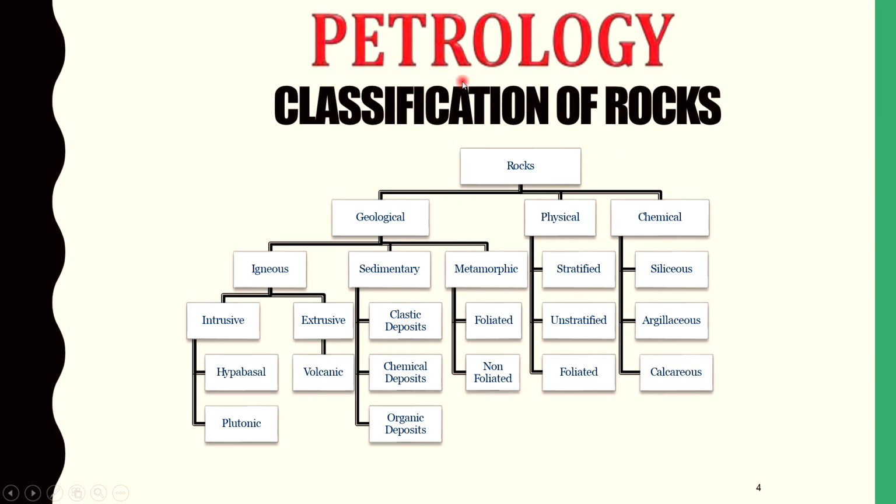Now, classification of rocks. In petrology there are three basic classifications: geological classification, physical classification and chemical classification. In physical classification there are three more: igneous, sedimentary and metamorphic rocks. In igneous rocks there are five types: intrusive, hyperbasal, plutonic, extrusive and volcanic. In sedimentary rocks there are three types: clastic deposits, chemical deposits and organic deposits. In metamorphic rocks there are two types: foliated rocks and non-foliated rocks. Today we'll see only the geological classification. In the next lectures we will see physical and chemical classification in detail. So let's start with geological classification.